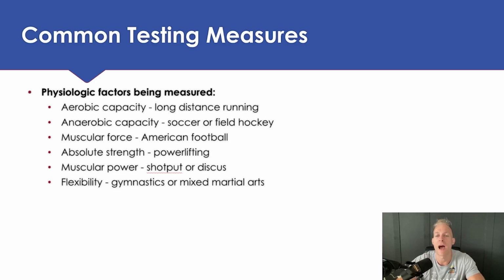Here are those outputs that you are trying to measure. Aerobic capacity, that's going to apply to things like long distance running. Anaerobic capacity, that's more of your sprint sports, anywhere in that 30-second to 2 minutes of hard or all-out effort. Soccer, field hockey, short distance running, track and field. Muscular force, so strength as well as a velocity component, because we're measuring force, something like American football.